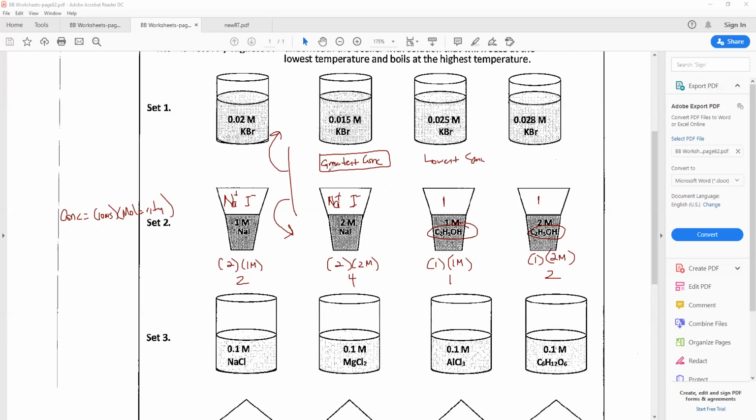The greater the concentration, the lower the freezing point, and the higher the boiling point. Now, this one is going to be the reverse. It's not going to have the highest boiling point, but it's going to have the lowest boiling point and the highest freezing point. I hope it's not confusing, but the main thing the Regents is asking is the greater the concentration, the lower the freezing point, the higher the boiling point.